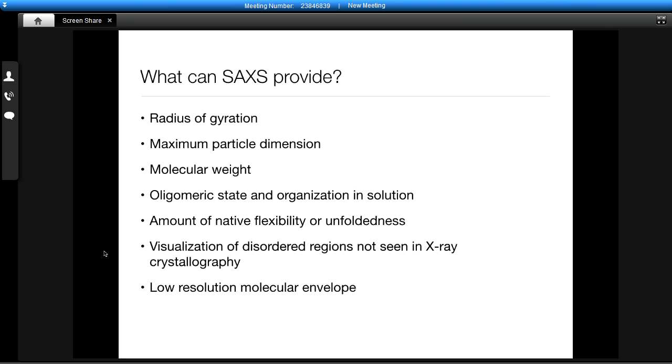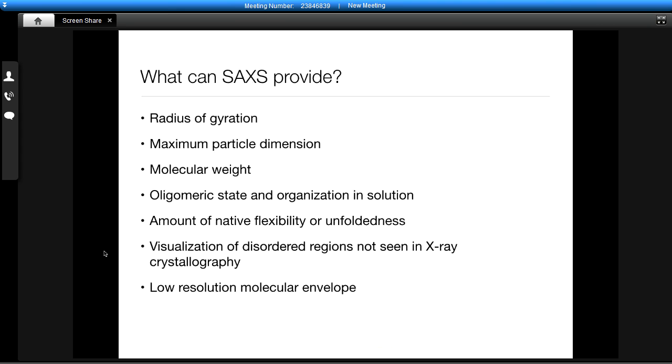And not only can you get the state as like a dimer versus a monomer, you can actually get the organization of the oligomer in solution, how they're packed relative to each other in that oligomer. Additionally, you can get information about the native flexibility or unfoldedness of a particle. You're able to actually visualize regions that are disordered in electron density reconstructions from X-ray crystallography.